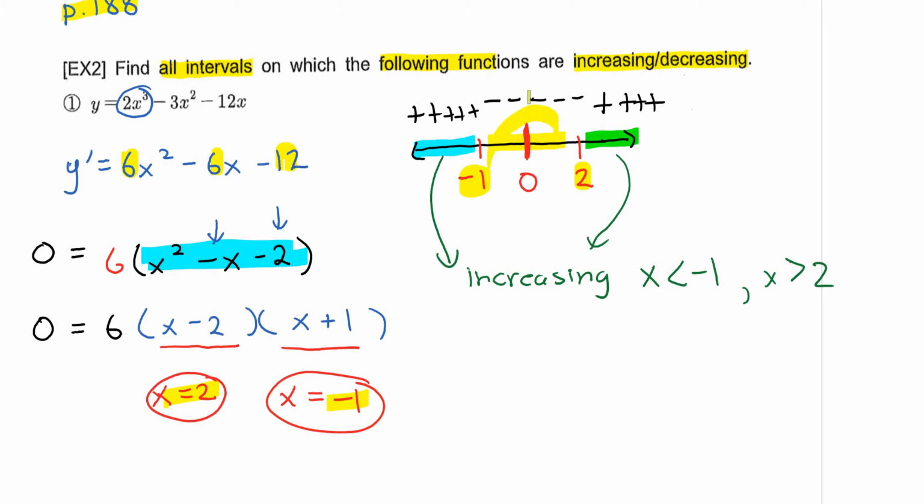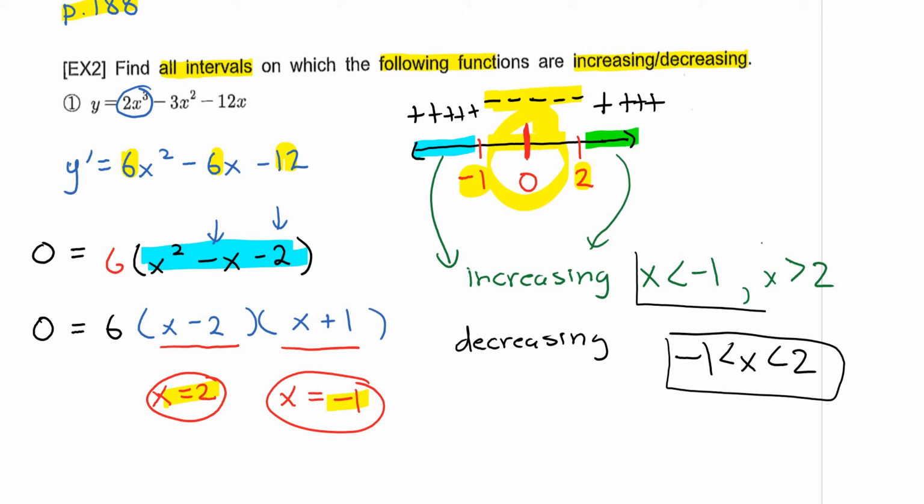And you'll notice in this yellow region, that's where I had the negative signs. That's where I will be decreasing. So I'm decreasing when x is between -1 and 2. So I'd put my x in the middle, and my signs will point to the left. So here are my answers for that particular problem. Okay, let's move on to the next one.